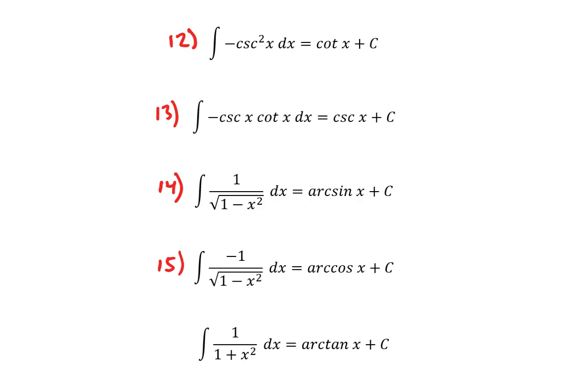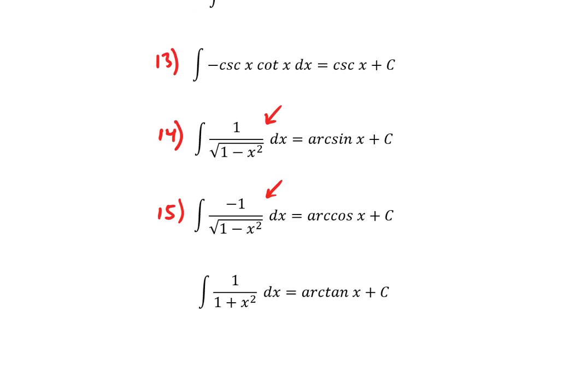Number 15, the integral of -1 over the square root of 1 minus x squared dx is equal to arc cosine x plus c. We're going to see later on in this video, when we go through some sample problems, that seeing something like these, it's possible to come up with two separate answers which are both completely correct when you find the indefinite integral of a given function. And then lastly, 16, the integral of 1 over 1 plus x squared dx is equal to arctan x plus c.